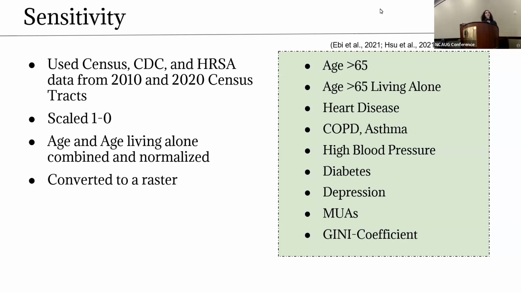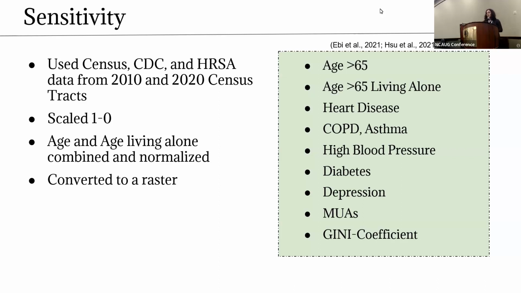So last, I have my situational data. These are going to be your MUAs, or medically underserved areas. These areas are where people have limited access to primary health care. And I also have the Gini coefficient, which looks at income inequality within an area, and it takes into account both their income and their savings, which is why we chose this.